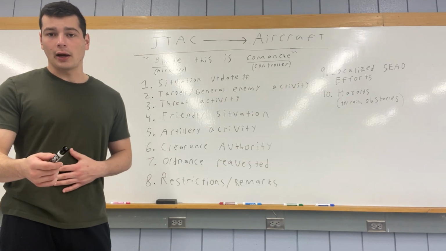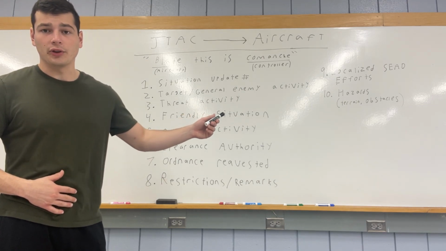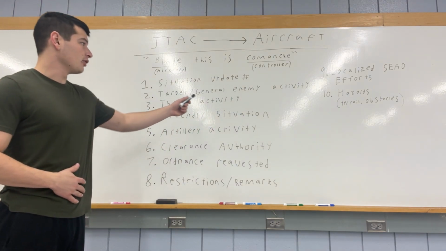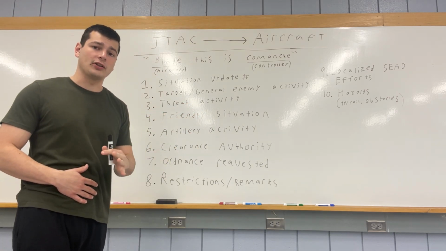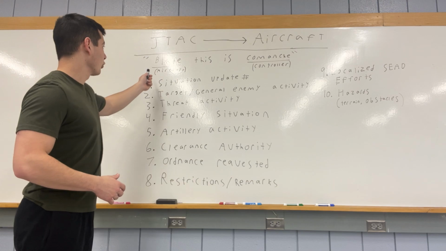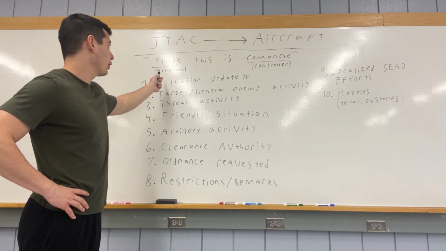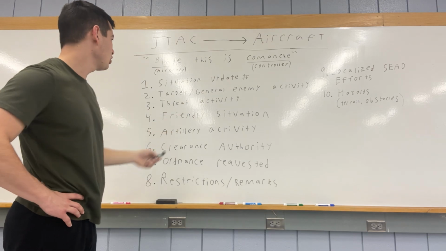Now, after the aircraft checks in, the JTAC is going to provide the aircraft with a Sitrep. The Sitrep is 10 lines, and I ran out of space here on the whiteboard to give an example, but I'll get to that in a minute. Right now, I just want to go over what each of these 10 lines are. So obviously, first you're going to start with your check-in. So aircraft call sign, this is controller call sign. In this case, Blade, this is Comanche.